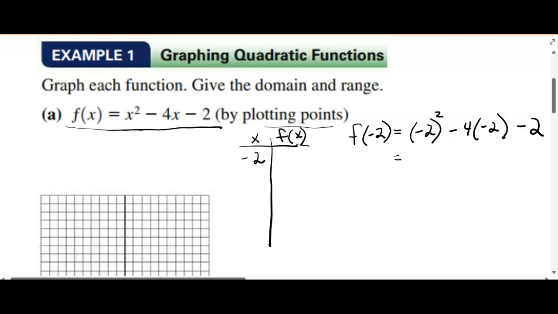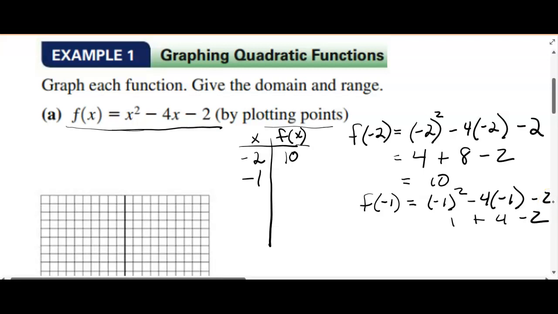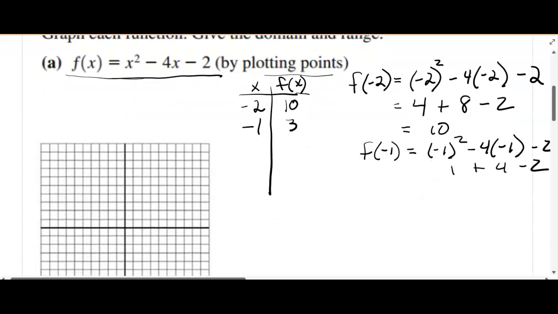Okay, this winds up being 4 plus 8 minus 2. So what's that? 12 minus 2, which is 10. A little big, but it'll fit. -1. Okay, now I'm just going to plug in -1. I'll semi-write this one out. -1 squared minus 4 times -1 minus 2. Okay, that's 1 plus 4 minus 2. 5 minus 2, 3. Okay, I guess I wrote it out a little more. f of 0, that's the easy one. You're going to get -2.